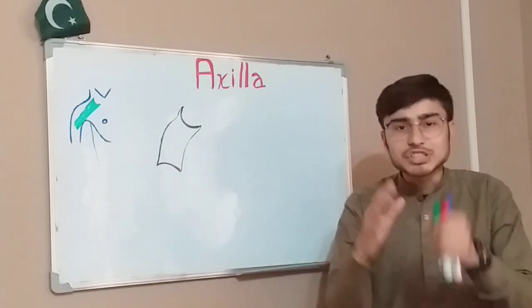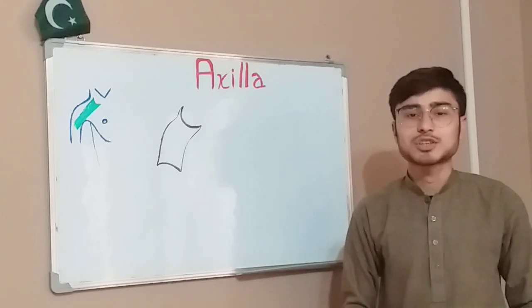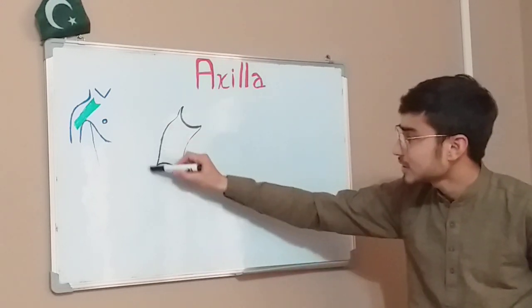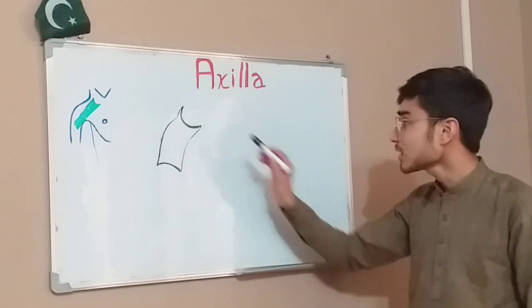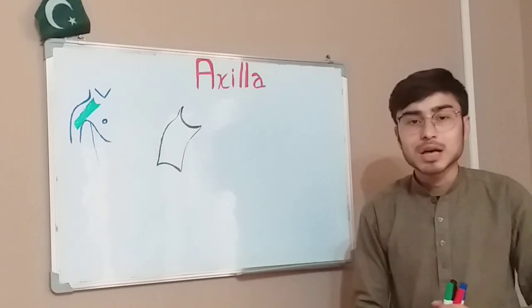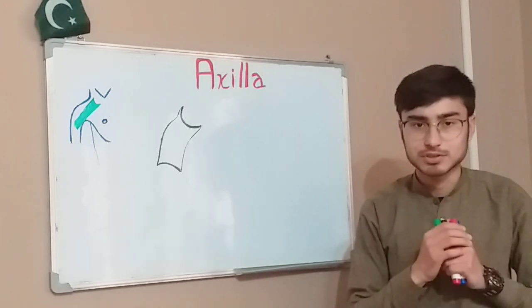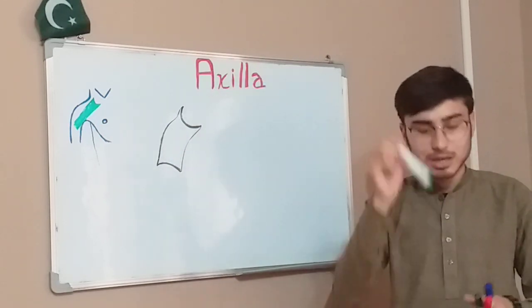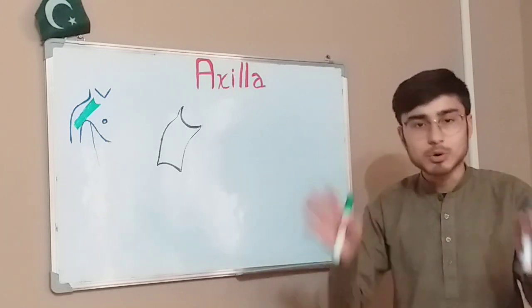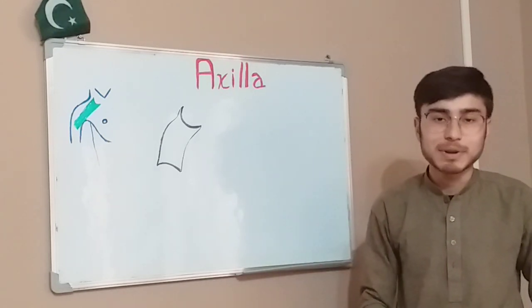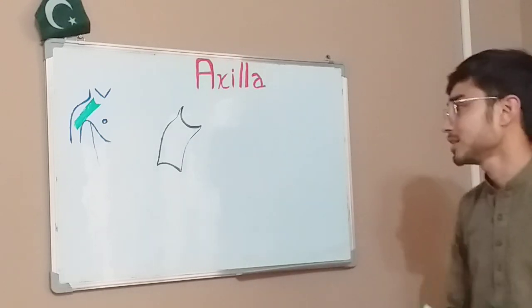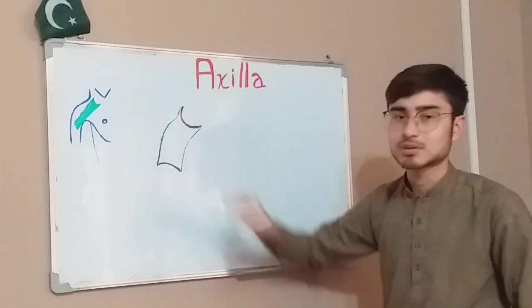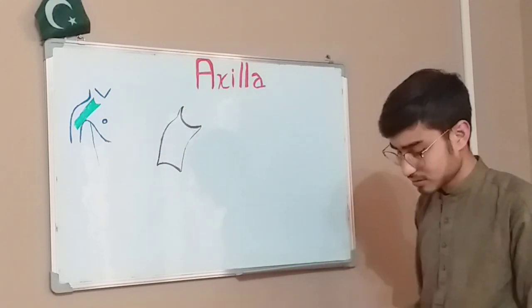Now, what is the shape of the axilla? The axilla is an irregular pyramidal shaped structure, as you can see in this picture, right? It is a pyramidal hollow structure, and different structures are passing through it. First I will be explaining the boundaries of the axilla, and then I will be explaining the different contents of the axilla, right?